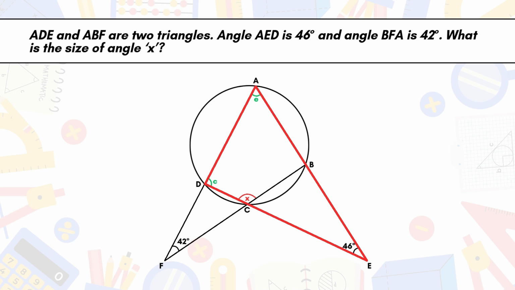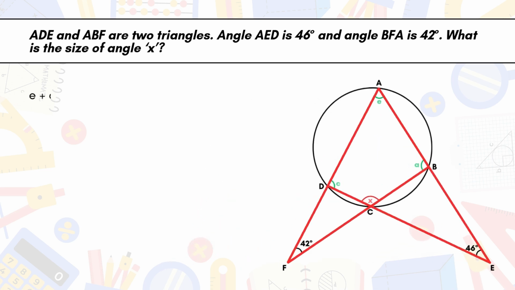Alright, now let's put all of that info together. The three polygons at play are triangle ADE, triangle ABF, and quadrilateral ABCD. What angle rules can we apply here? First of all, remember that the sum of all interior angles in a quadrilateral is 360 degrees. So according to that rule, angles E, A, X, and C must add up to 360 degrees.